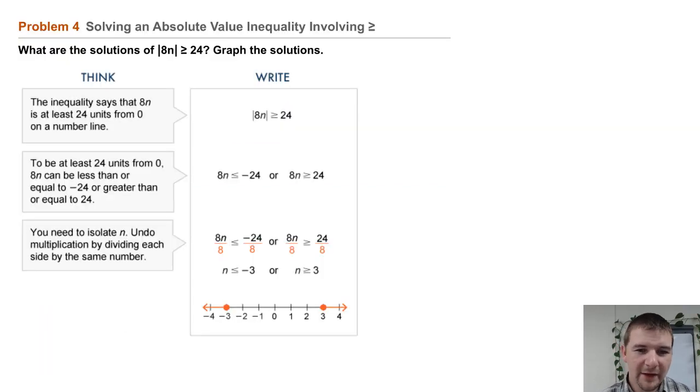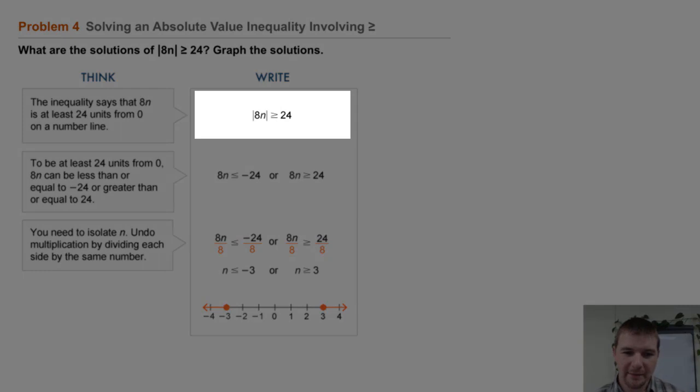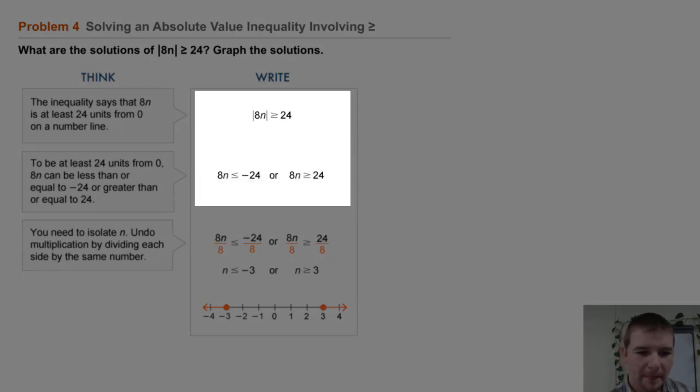Problem 4. Solving an absolute value inequality involving greater than or equal to. What are the solutions of the absolute value of 8n is greater than or equal to 24? Graph the solutions. Well, the absolute value is already isolated, so we can break this into two separate inequalities. 8n is less than or equal to negative 24, or 8n is greater than or equal to 24.